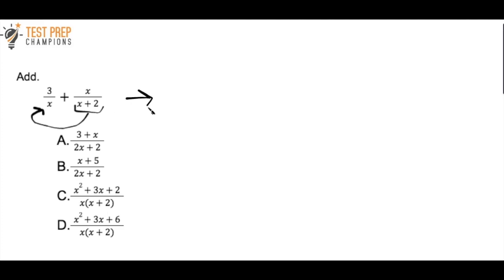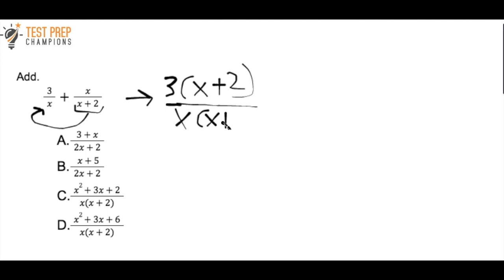And this is actually a really good trick to know throughout the GED that can help you in a lot of cases. But basically, here's what it's going to look like. 3 times x plus 2 all over x times x plus 2. And I'm just going to leave it like this for now.